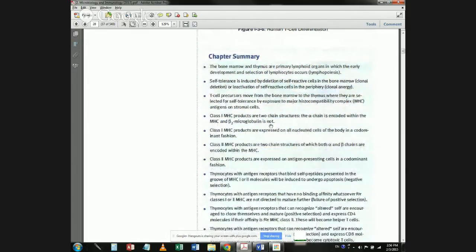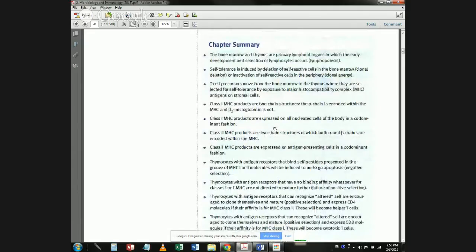All right, summary. The bone marrow and thymus are primary lymphoid organs, agreed, in which the early development and selection of lymphocytes occurs. Self-tolerance is induced by deletion of self-reactive cells in the bone marrow, clonal deletion, or inactivation of self-reactive cells in the periphery, which is called clonal anergy. T cell precursors move from the bone marrow to the thymus, where they are selected for self-tolerance by exposure to major histocompatibility complex MHC antigens on stromal cells.